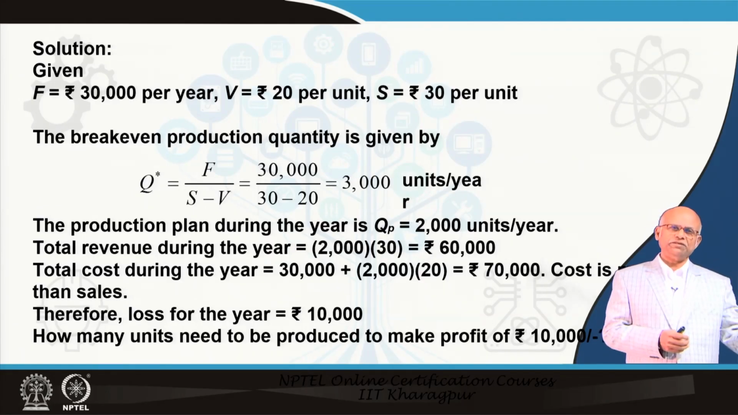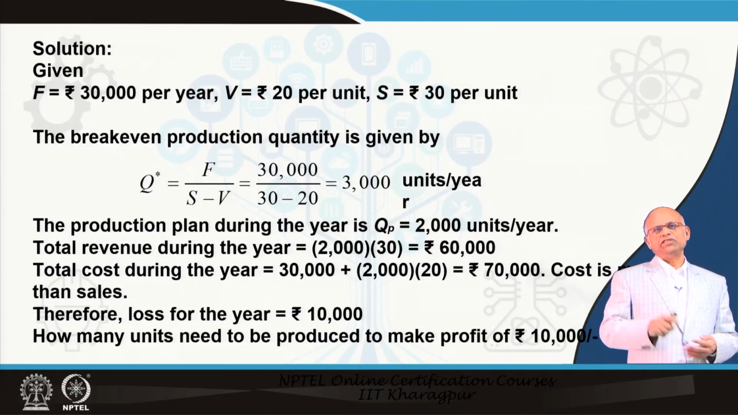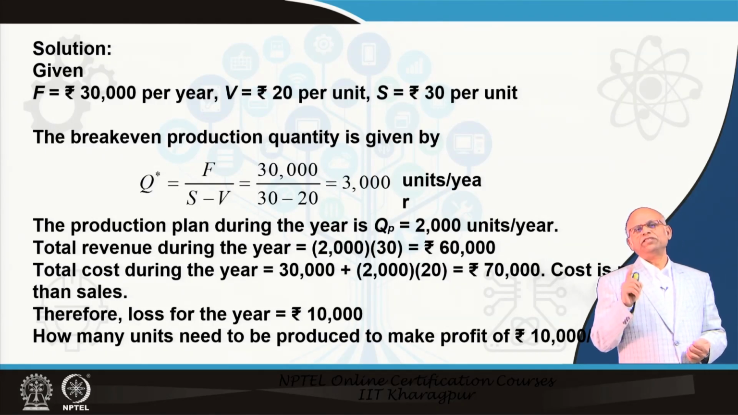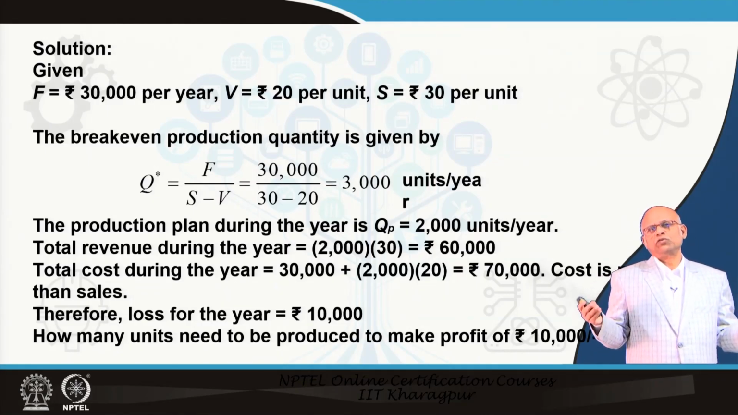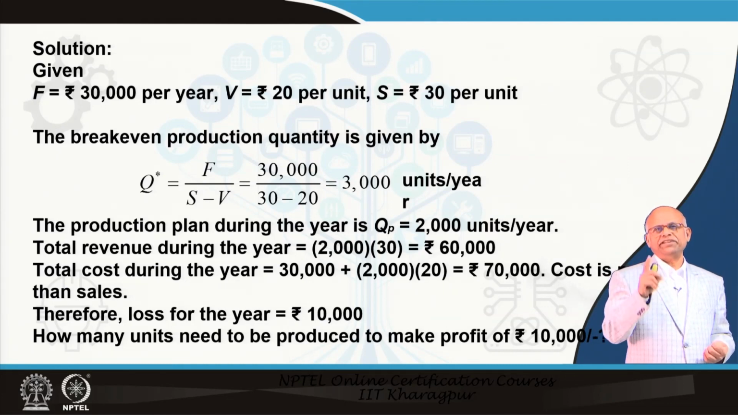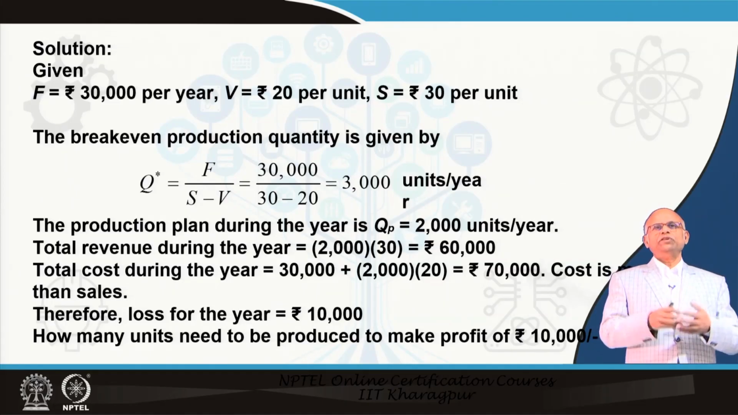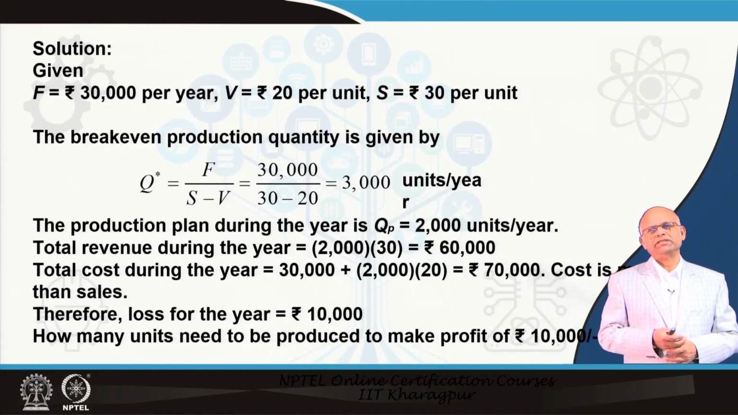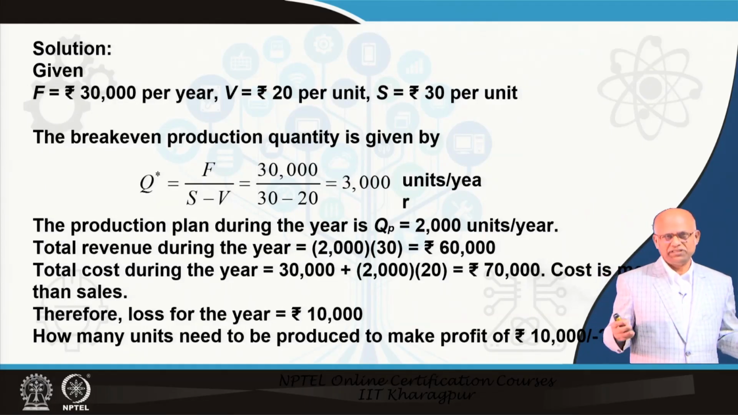Fixed cost is 30,000, variable cost is 20 rupees per unit, and you are producing 2000 units. So, 2000 multiplied by 20 is 40,000 plus 30,000, 70,000, that is the total cost. What is the total sales? If you are selling at 30 rupees a unit and you sell 2000, you are going to sell only 60,000 rupees. So, your loss is 70,000 minus 60,000, which is 10,000.